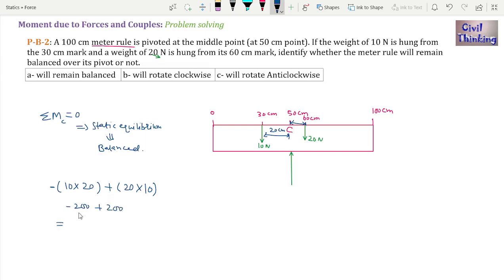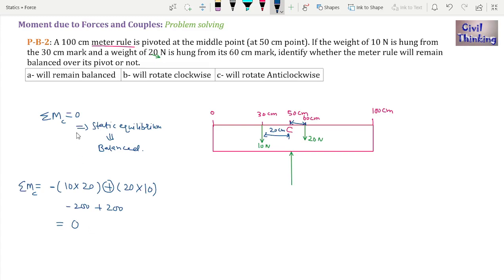Now how much is minus 200 plus 200? It is 0. This is the summation of moment about C. This is the total moment. Summation means the sum of all the moments, because we found the moment of 10 Newton at C, then we added it to the moment by 20 Newton at C. This sign is for summation. Now we get the summation of moment at C to be 0.